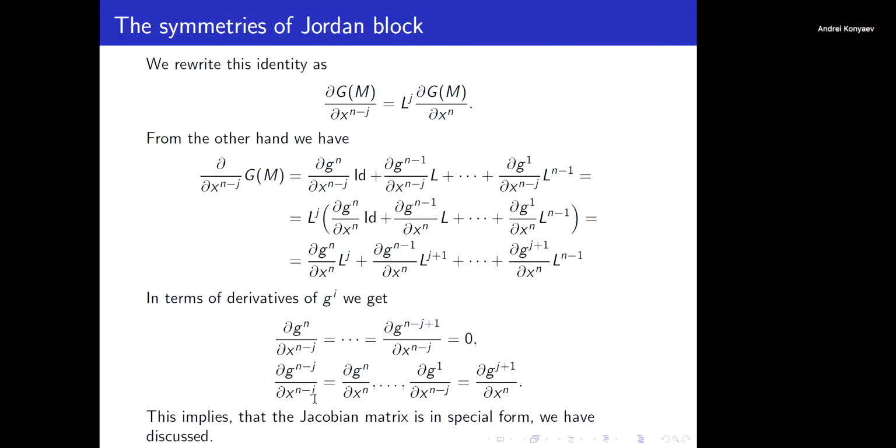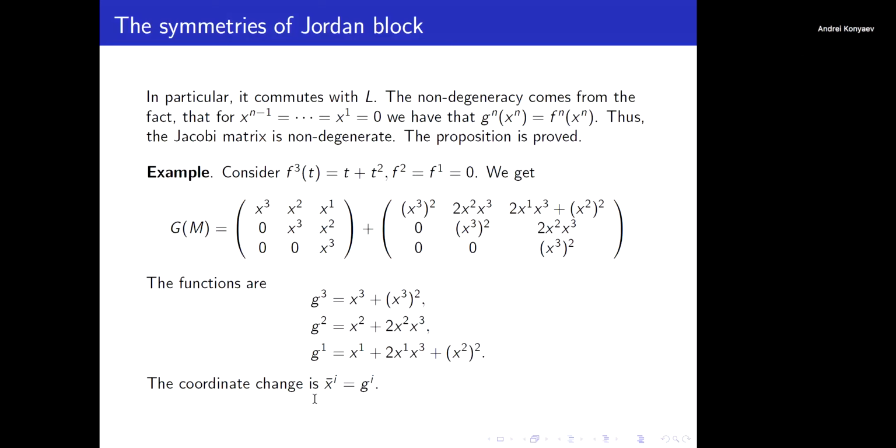Thus, this is a symmetry. Here is an example. Let's take a function to be t plus t squared, and take all others to be 0. We take G(M). It looks like this. It's M plus M squared. Then we calculate the functions g. They look like this. They have a linear part plus something, a linear part plus something, a linear part plus something. And the coordinate change goes like this. These functions yield us new coordinates.